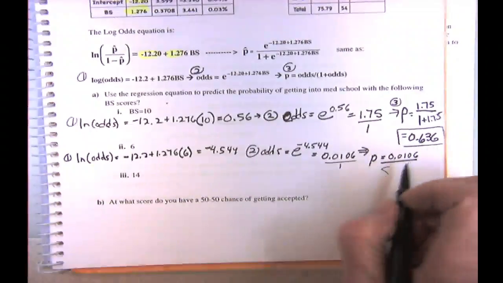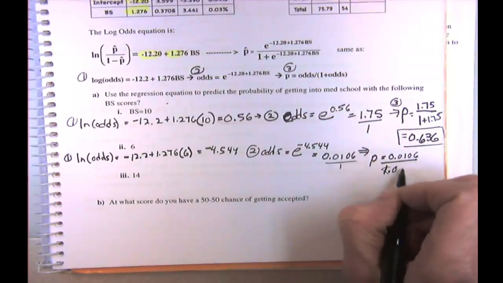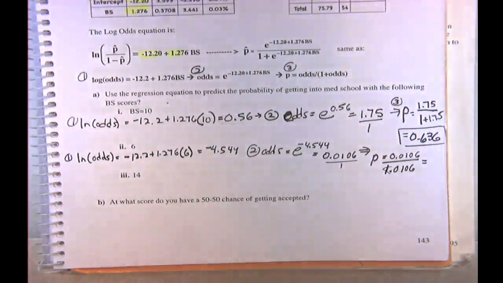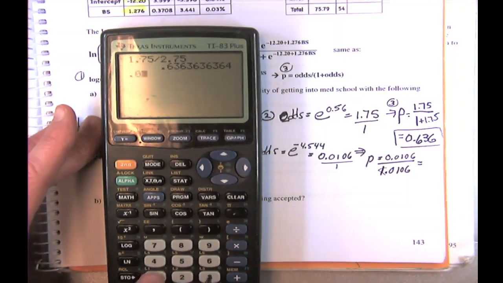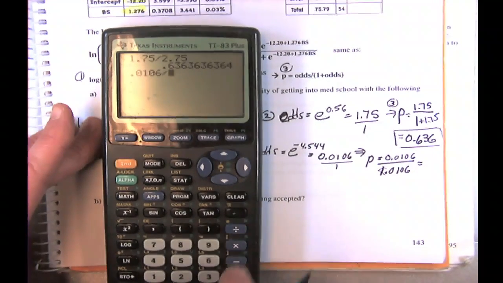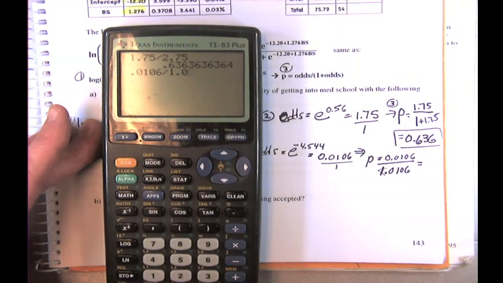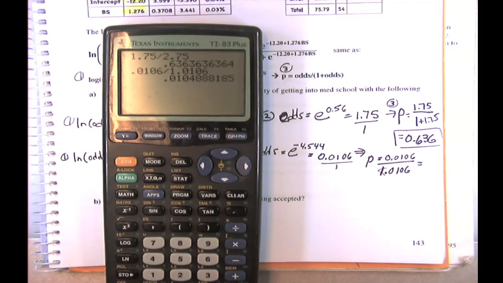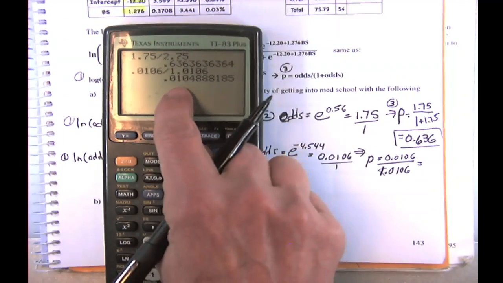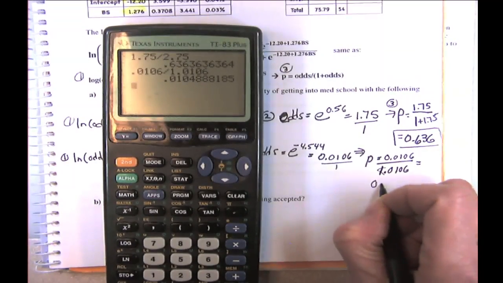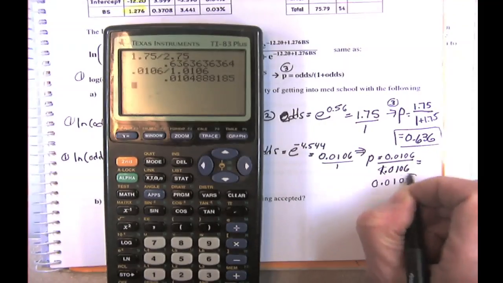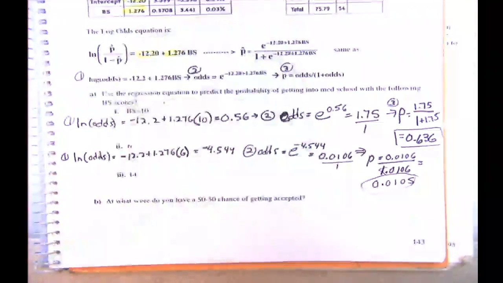0.0106 over, I'm just going to add 1 to that. So it'll be 1.0106. And what is that? I didn't do those last steps. 0.0106 divided by 1.0106. It's going to be a very small number, 0.0106. And what is that? 1.05%, okay, which is equal to 0.0105 rounded. 1.05%. It's not 0%.